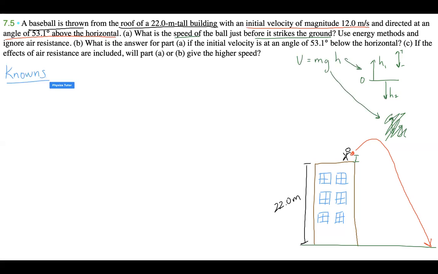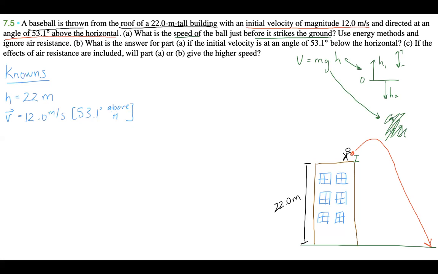And the height at which it's thrown is 22 meters. And that's above the ground, so we're assuming the ground is the 0 level. With an initial velocity of magnitude 12.0 meters per second and 53.1 degrees above horizontal. So I've just written it down like that.